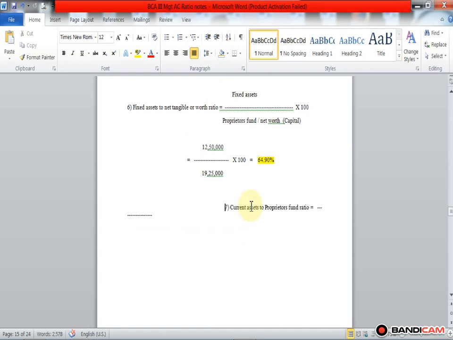So here, current assets divided by capital or proprietors fund multiplied by 100.